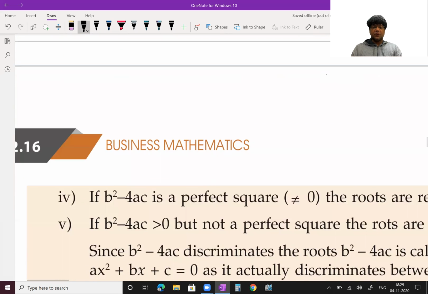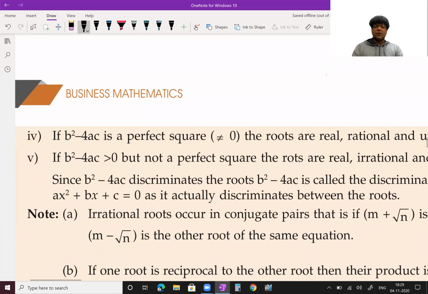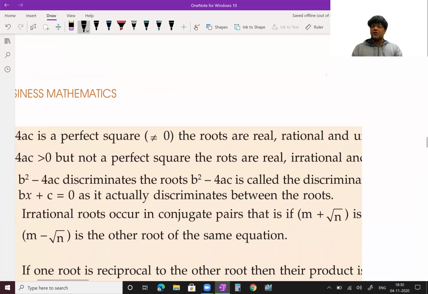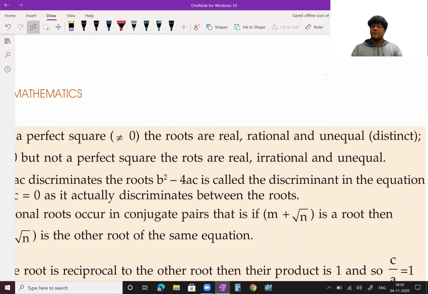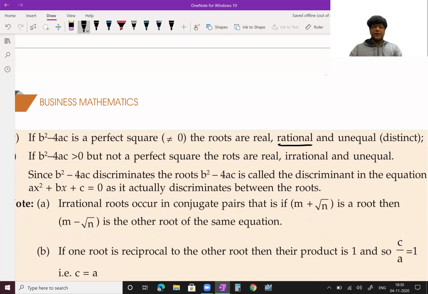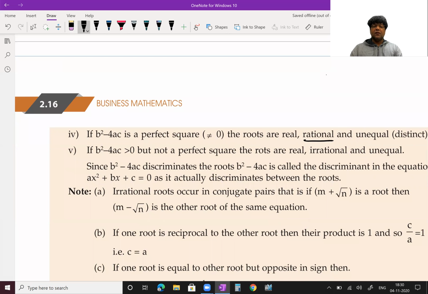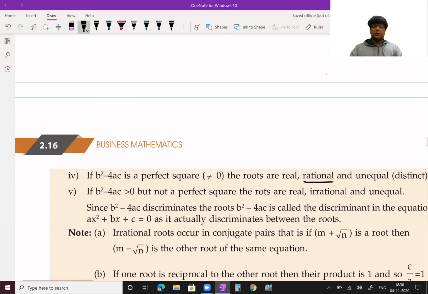There should be more, guys. Yes, given. B square minus 4ac is a perfect square, roots are real, rational, and unequal. So guys, if the question says roots are rational, you must understand. Sometimes they say full language, sometimes they will say half language. So you need to understand that. Okay, guys.